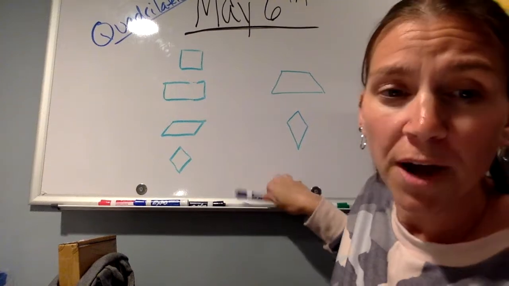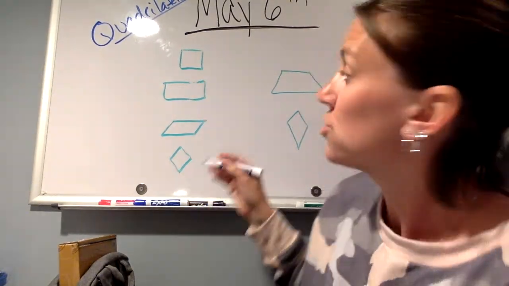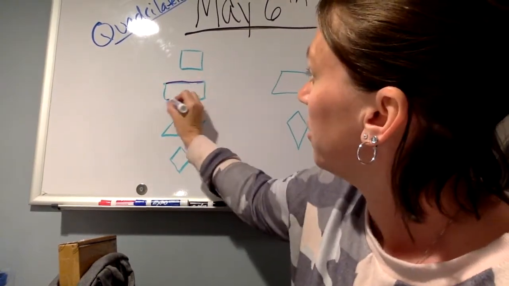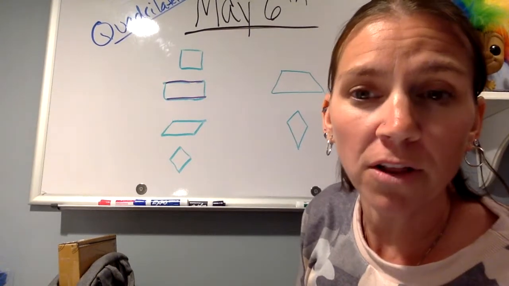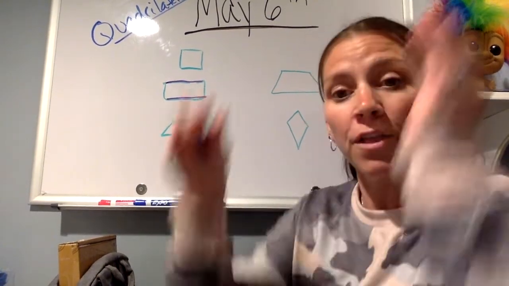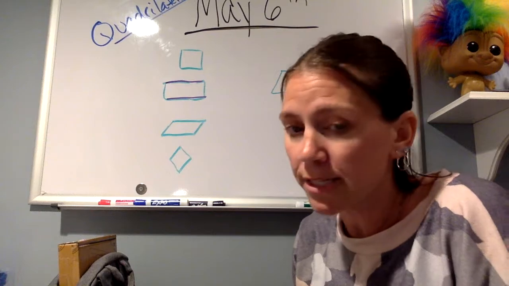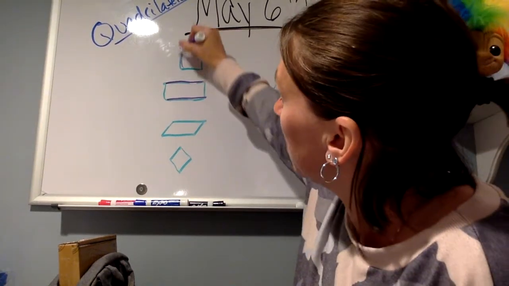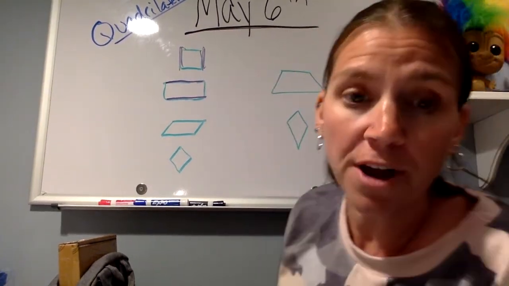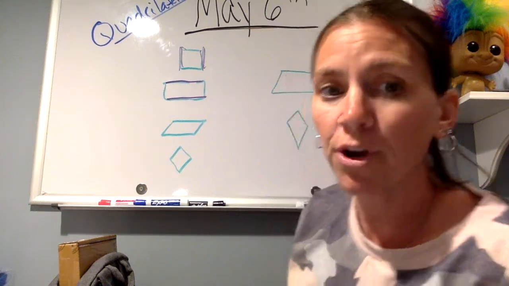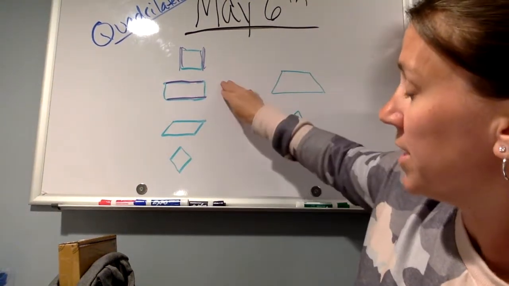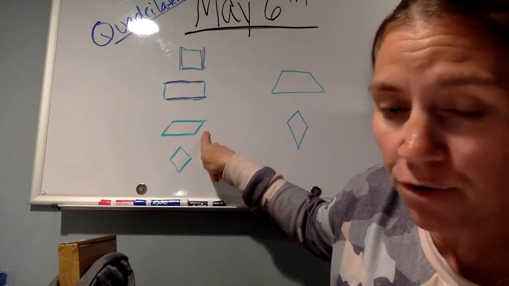The other word that we use is parallel. So this side is parallel to this side. Remember, parallel lines are lines that never touch. Like railroad tracks are parallel lines. They never touch. Okay? This line and this line are parallel. They're never going to touch. Okay? So, square, rectangle. This looks like a slanted rectangle.